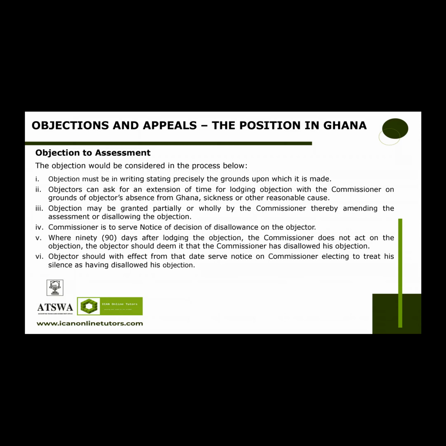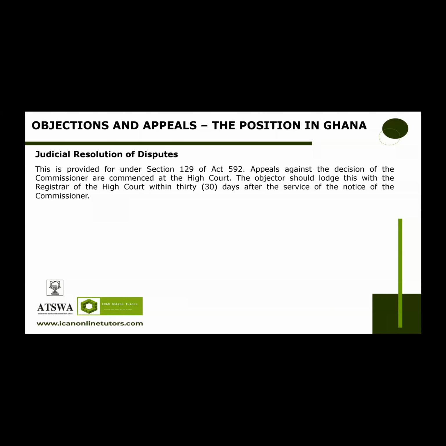Now let's move to the judicial resolution of disputes. This is provided for under Section 129 of Act 592. Appeals against the decision of the commissioner are commenced at the High Court. The objector should lodge these with the registrar of the High Court within 30 days after the service of the notice of the commissioner.